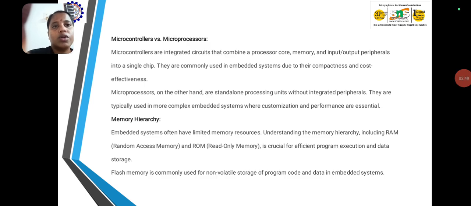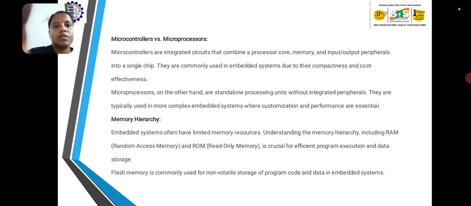Microcontroller versus microprocessor. Microcontrollers are integrated circuits that combine a processor core, memory, and input-output peripherals into a single chip. They are commonly used in embedded systems due to their compactness and cost effectiveness. Microprocessors, on the other hand, are a standalone processing unit without integrated peripherals. They are typically used in more complex embedded systems where customization and performance are essential.